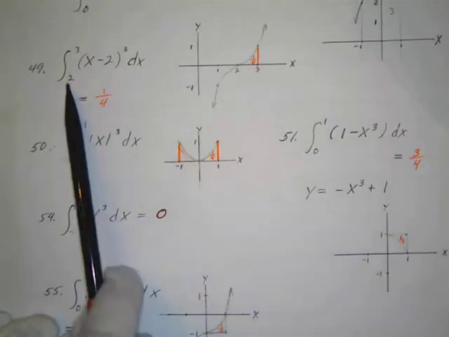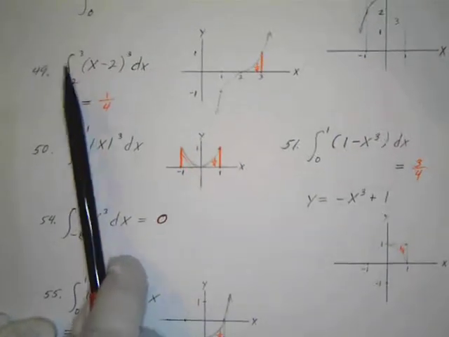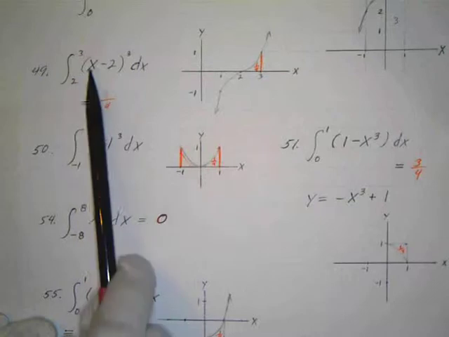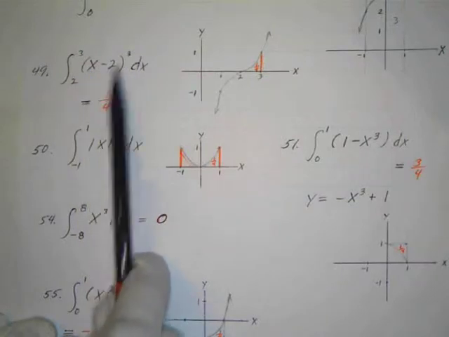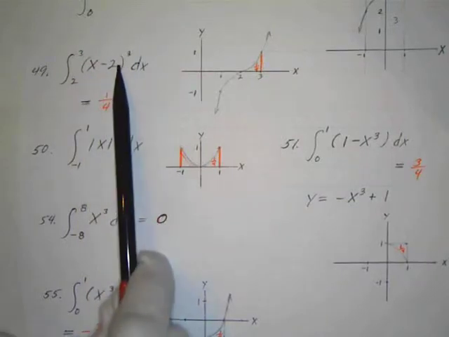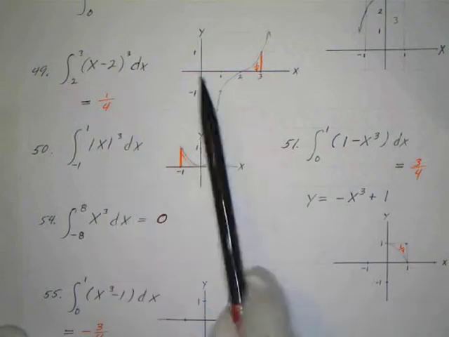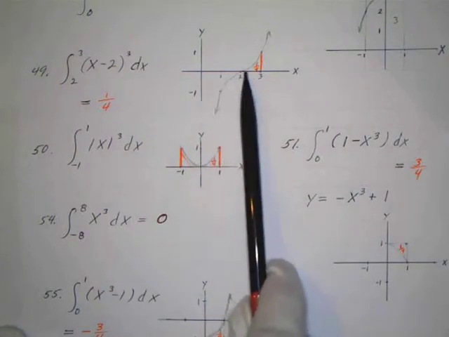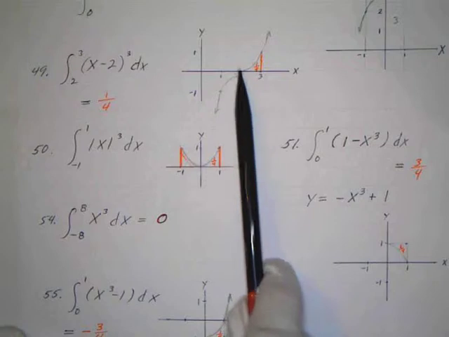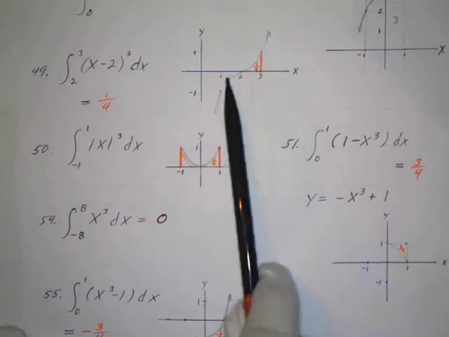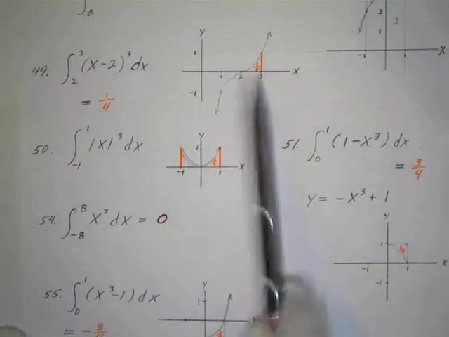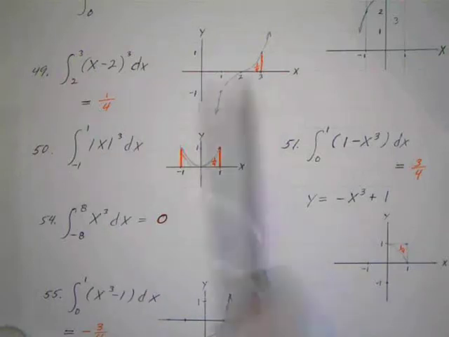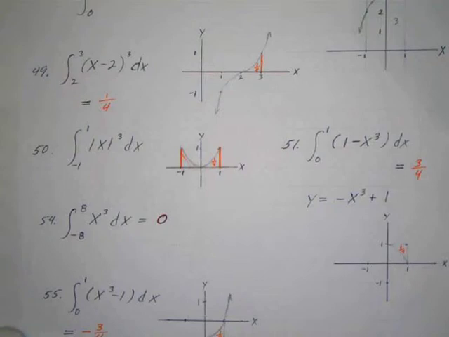Okay, let's take a look at 49. This looks like it's going to be a little strange because we're going to take the integral from 2 to 3, but I've got (x minus 2) cubed. This will be a horizontal shift to the right. So instead of going through the point (0, 0), it's going to go through the point (2, 0). It's going to look like this. Then we take the integral again from 2 to 3, so it's going to be the same thing, 1/4. It works out just with the shift being the same thing.